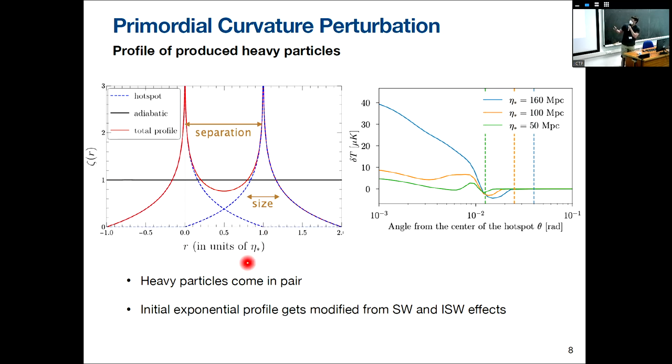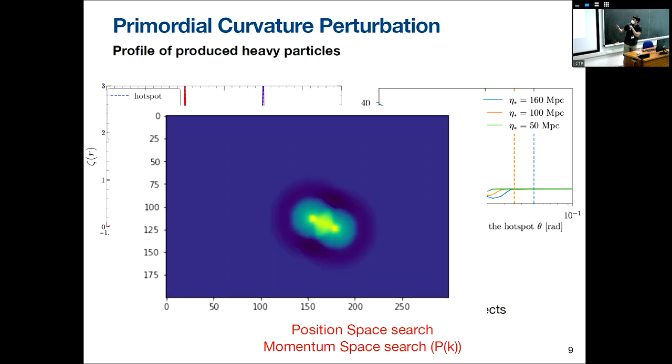So the bottom line is that the primordial curvature perturbation from this heavy particle production looks like this. And because it's produced as a pair, it has two peaks. This is not the end of the story. We have to use the Sachs-Wolfe and then integrated Sachs-Wolfe effects so that it can be projected onto the CMB last scattering surface. The bottom line is it looks like this. There are two central peaks and then there are some decaying modes.